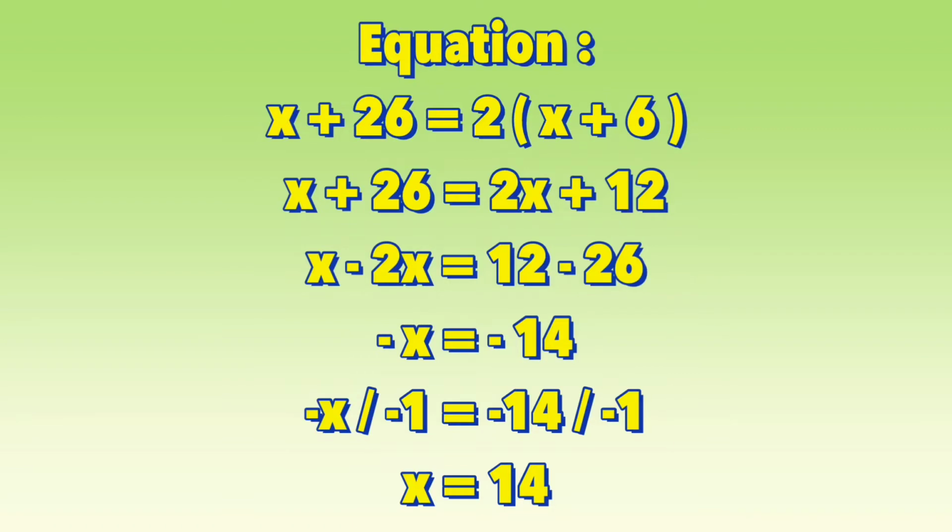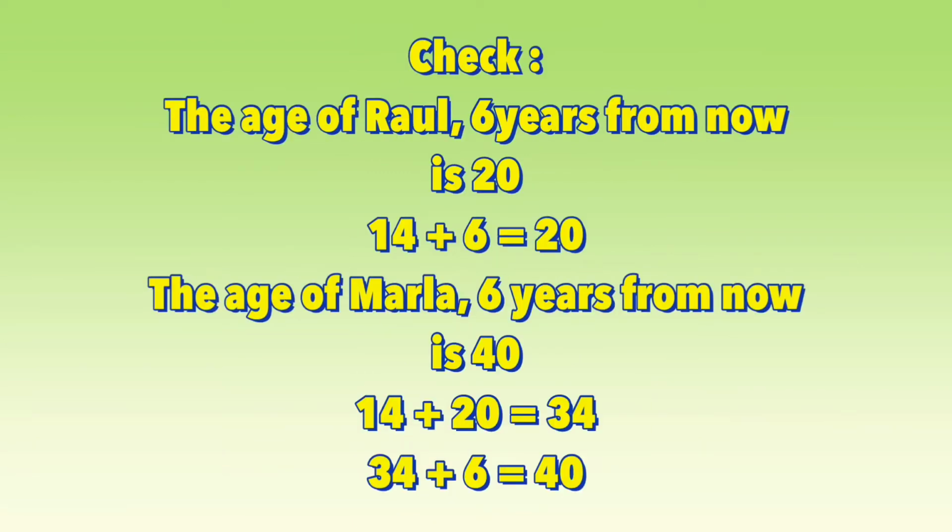Then since we don't have a negative x in our final answer, we're going to divide both sides by negative 1. So negative x divided by negative 1 equals x, and negative 14 divided by negative 1 equals positive 14. Let us check. The age of Raul 6 years from now is 20 because the present age of Raul is 14 plus 6 years, so it becomes 20. The age of Marla 6 years from now is 40 because the present age of Marla is 14 plus 20 equals 34, then plus 6 years equals 40.